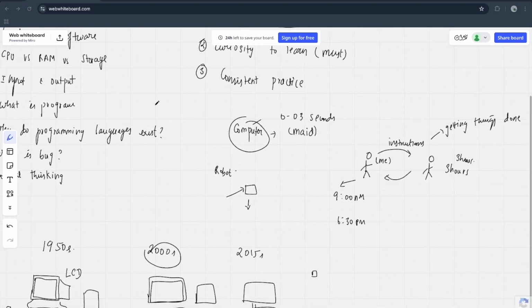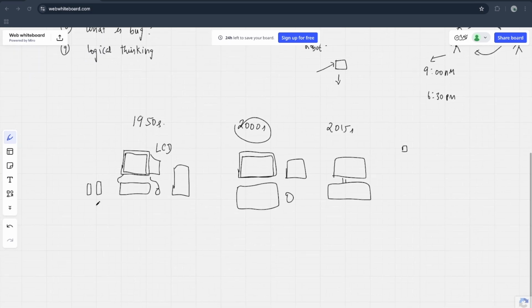So what is hardware and software? See, these are the things: speakers, keyboard, mouse, are all hardware. In simple terms, what I can say is hardware means the physical parts of the computer.